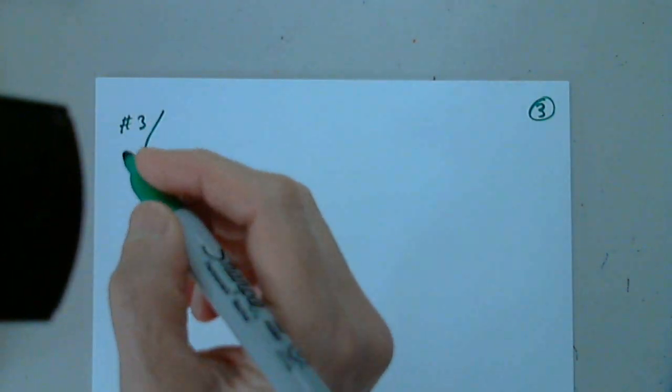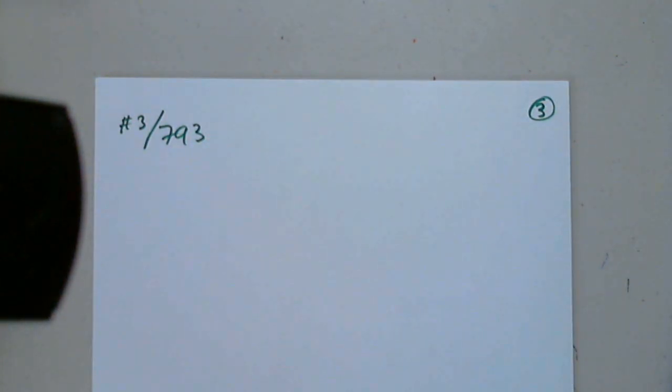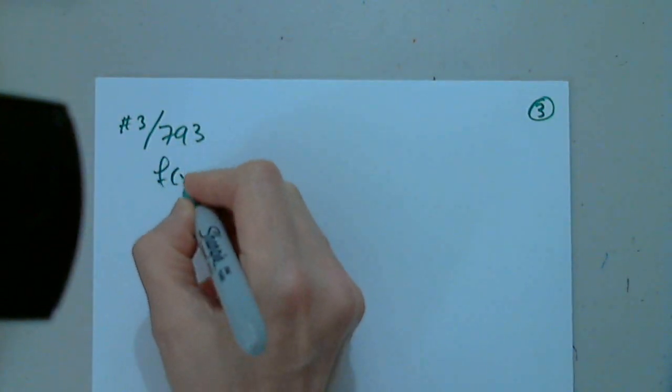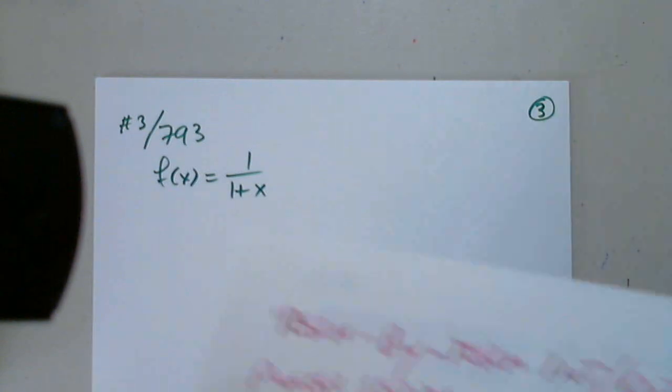So we are going to use them when we need them. Okay, that's page 3. Let's start with number 3, and let's mention 793. The question is asking us to find the power series representation for the function and determine the interval of convergence. So we have f of x equals 1 over 1 plus x. That's one of the reasons why I already reviewed this with you here.